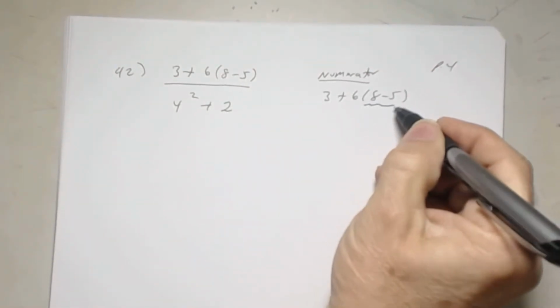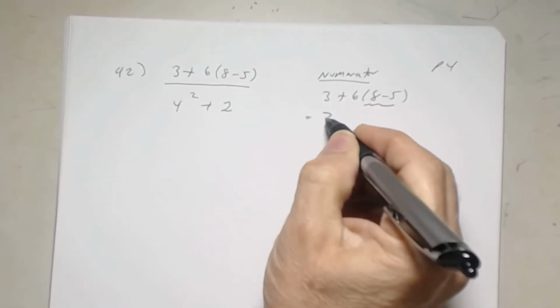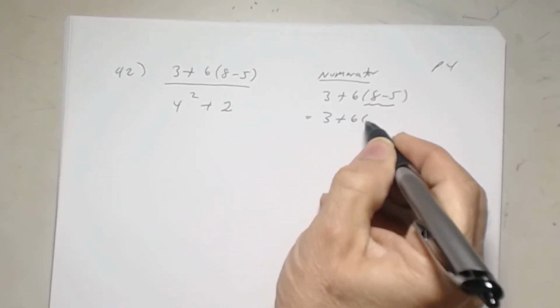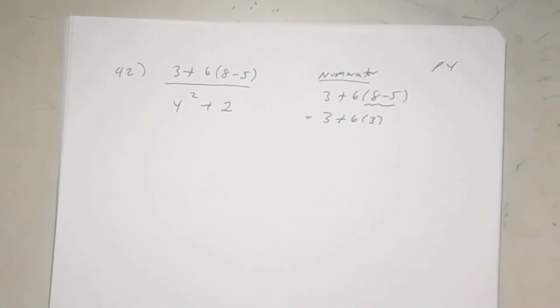One step at a time. 8 minus 5 is 3. Write everything else over. And I didn't use my calculator for that. Good.